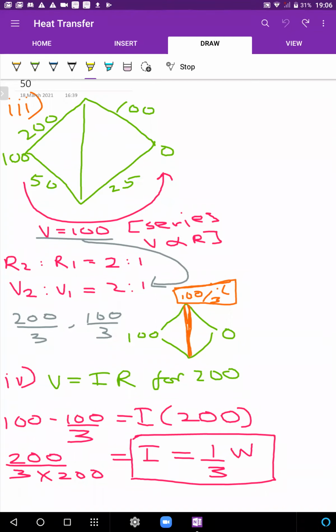Part 4 also, once quickly. What was in part 4? Yes, part 4 was nothing much. In part 4 I think I had asked you the current through one of these resistances. So now that you know the temperatures of the ends, you know the temperature difference. In other words, you know the potential difference. The potential difference is 100 minus 100 by 3, and you know the resistance is 200. That will give you the current from Ohm's law. V is 200 by 3, R is 200, and the current will come out from there.